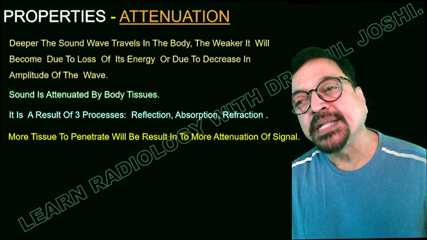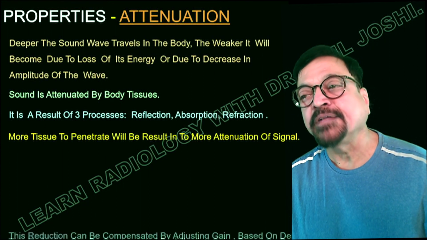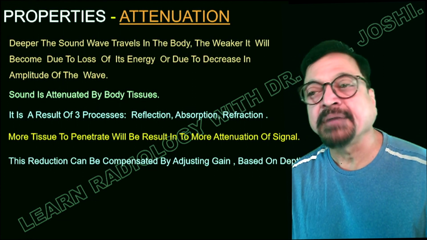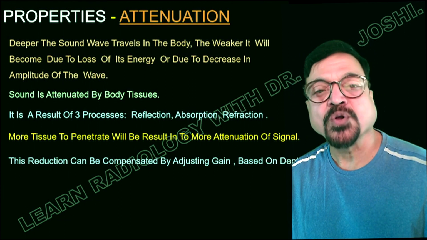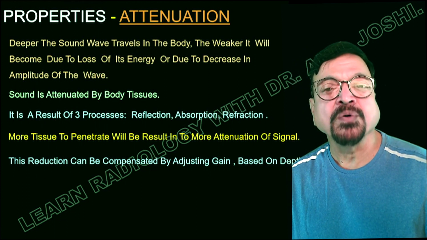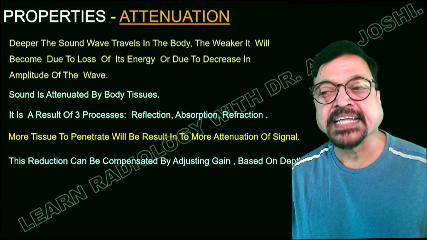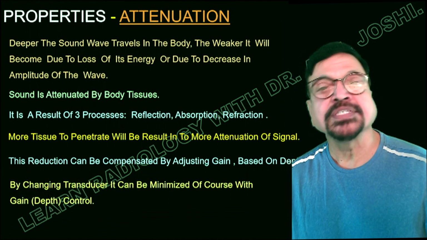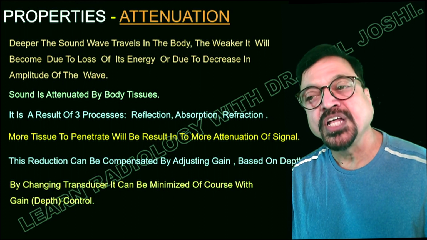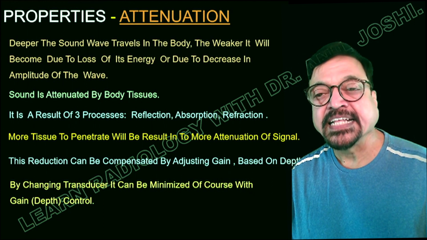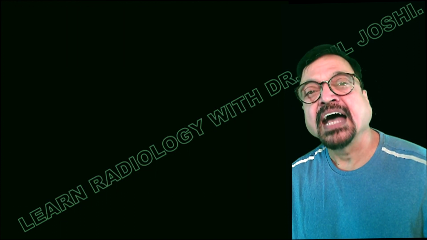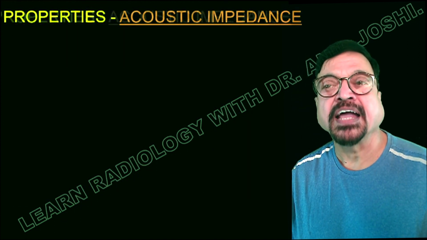More tissue to penetrate will result in more attenuation of the signals, and this reduction can be compensated by adjusting the gain. If the ultrasound operator finds that not enough echoes are coming back, he increases the gain. There is another way also: you select a proper probe for that depth. Different probes have different frequencies and there are different gains. This setting can give you proper imaging after knowing this property of an ultrasound wave.